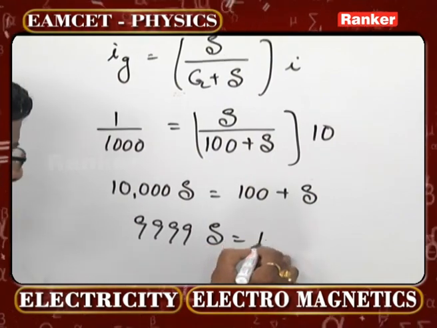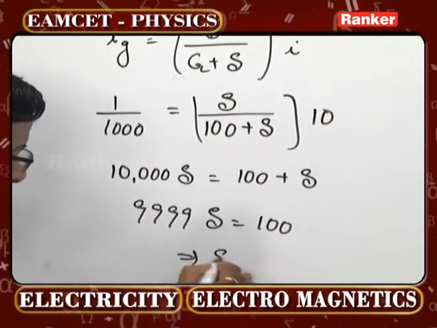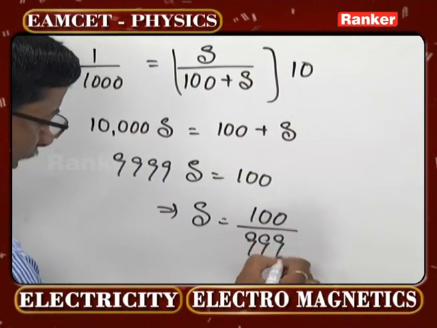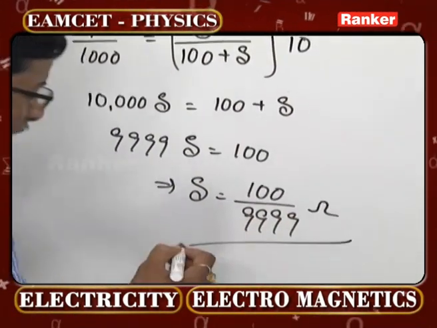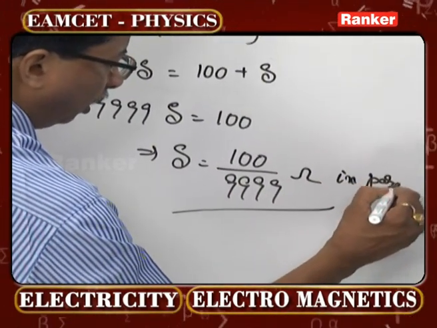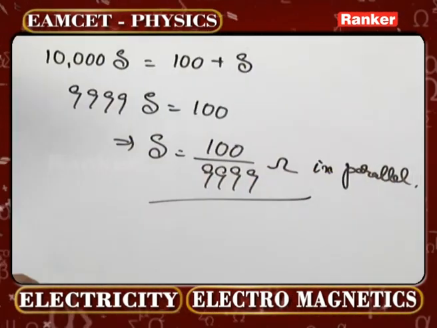9999 S is equal to 100. Then what will be the formula for S now? 100 by 9999 ohm. How to connect that one? It should be connected in parallel. That is the concept we have to understand there.